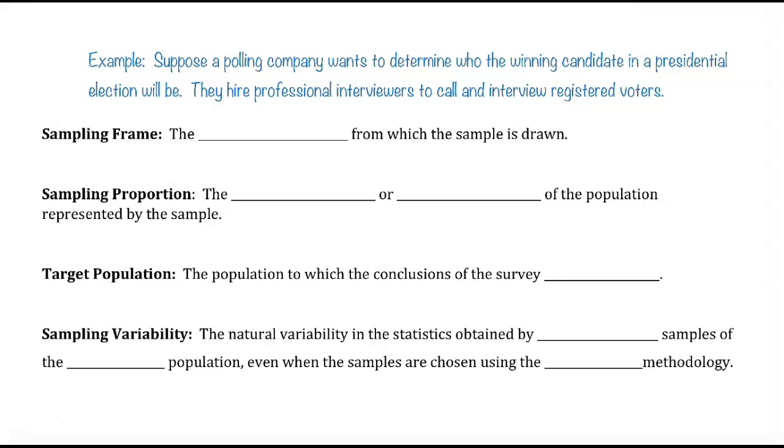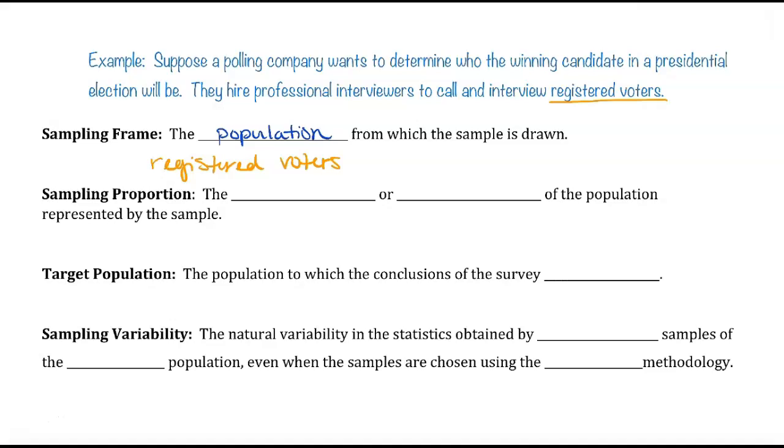Let's look at one last example to help us with a few more definitions. Suppose a polling company wants to determine who the winning candidate in a presidential election will be. They hire professional interviewers to call and interview registered voters. Sampling frame is what we call the population from which the sample is drawn. In this example, they only called registered voters. So our sampling frame is registered voters. That's the population from which they pulled their sample.